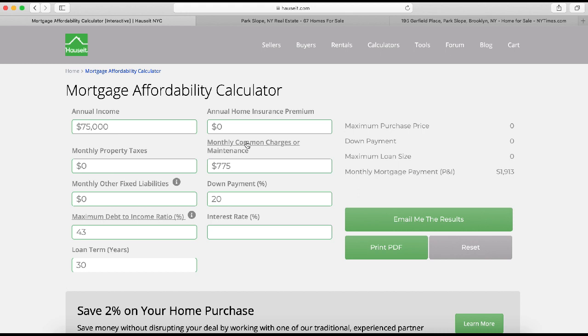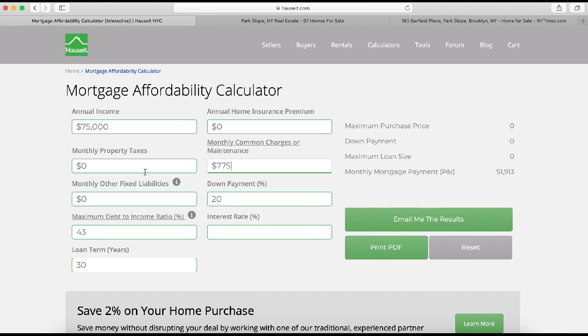Now, if you have further questions about common charges and maintenance, or DTI, debt to income ratio, you can click these links and it will open up detailed articles which go into further detail about those topics. Now, as you can see, once we added the 775, it has considerably lowered our maximum monthly mortgage payment that we're able to qualify for. So I'm going to remove it again, and you'll see that we went from under $2,000 to more or less $2,700. So let's put in 775 again, and you'll see that it's gone down.